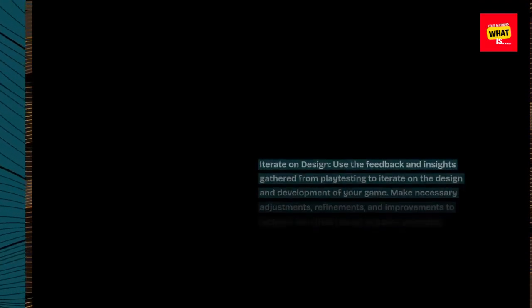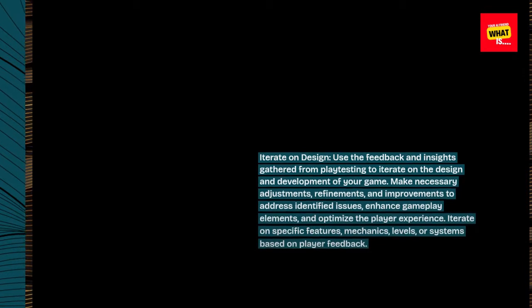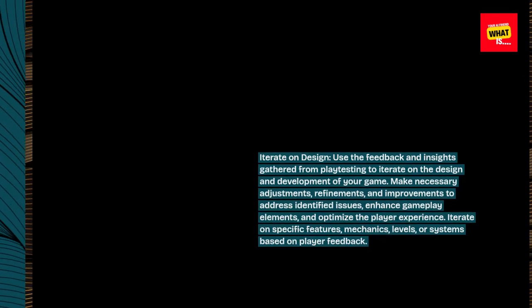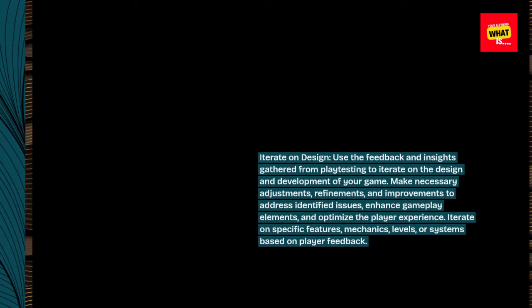Iterate on design. Use the feedback and insights gathered from playtesting to iterate on the design and development of your game. Make necessary adjustments, refinements, and improvements to address identified issues, enhance gameplay elements, and optimize the player experience. Iterate on specific features, mechanics, levels, or systems based on player feedback.